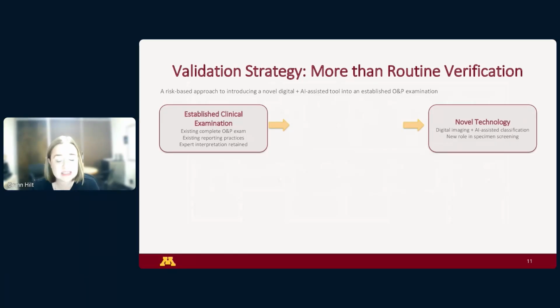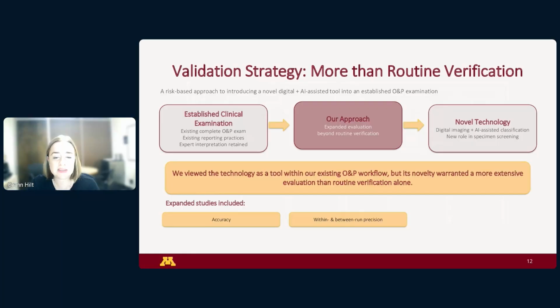AI itself is a new technology for laboratories overall, and it was influencing which images and potential organisms are being presented to the technologists. So we felt a simple routine verification didn't fully address the risk associated with that change. We therefore took an approach that was in the middle, where we were performing the core performance studies that we needed, but we did a little bit more extensive analytical studies here.